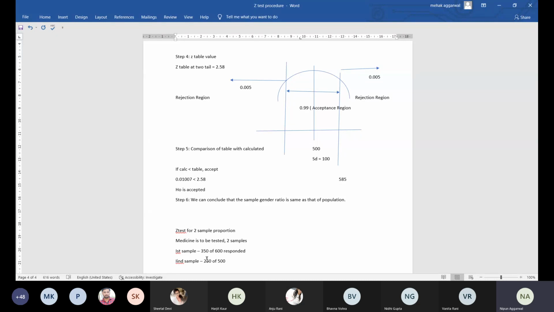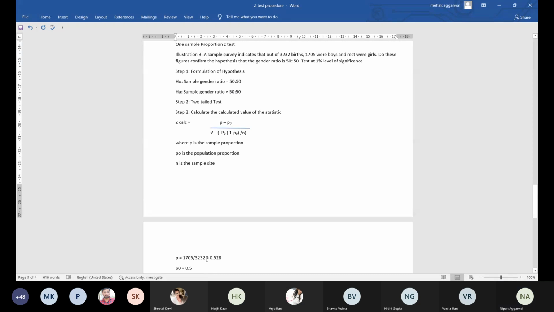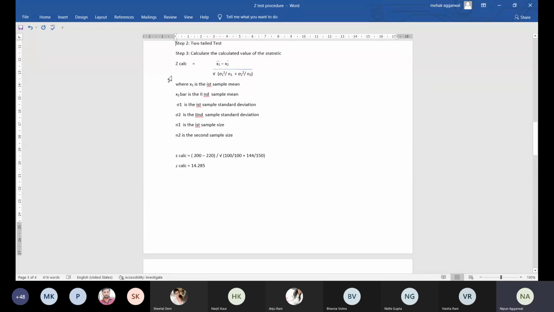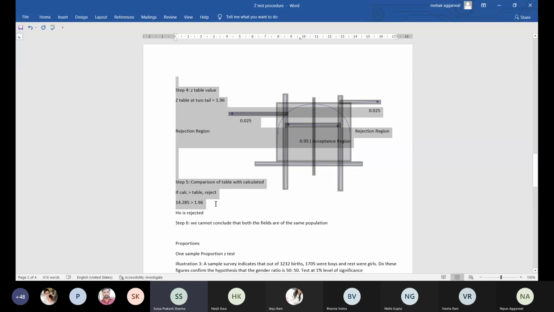Now we want to find out if there is a significant difference between the two medicines or not. Fine. So the steps again remain the same. First is what you will apply over here: that there is no significant difference between the two drugs. That is the formulation of hypothesis.